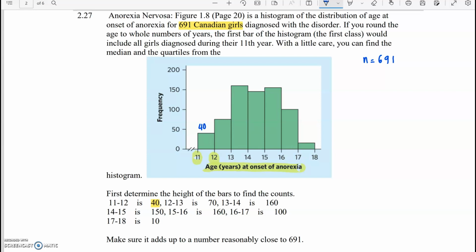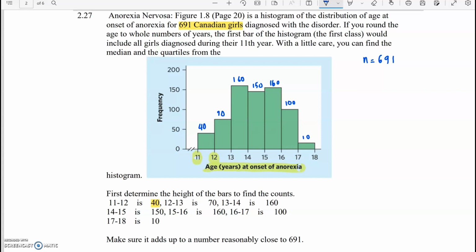The second bar is 12 to 13. The rough height, I would say, is about 70, and that would be 70 girls of age 12 at onset of anorexia, and so on. So now this is about 160. Next is 14 to 15, it's about 150. 15 to 16, 160. 16 to 17 is 100, and 10 girls age 17 at onset of anorexia.